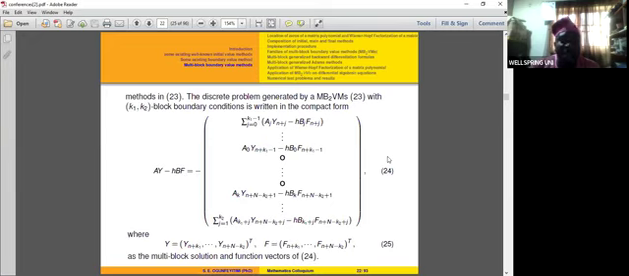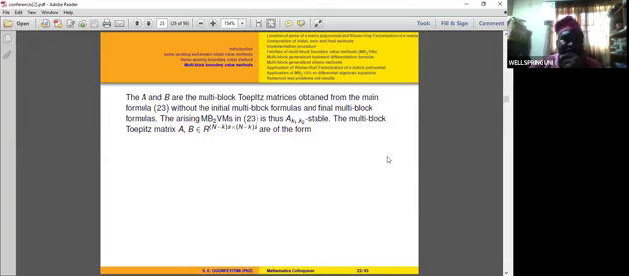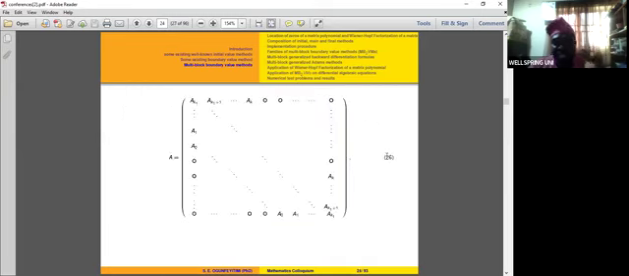Where Y and F are the multi-block of solution and function vector. The A and B, as earlier mentioned, are multi-block matrices obtained from the main method without initial and final formula. For the A, we have the A.